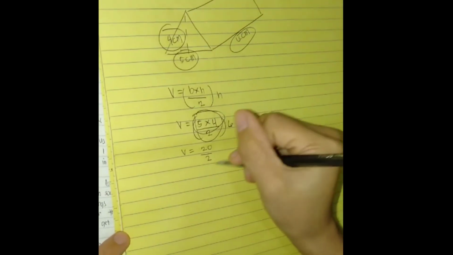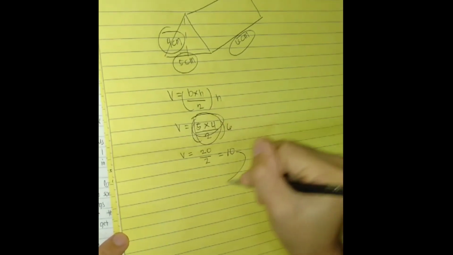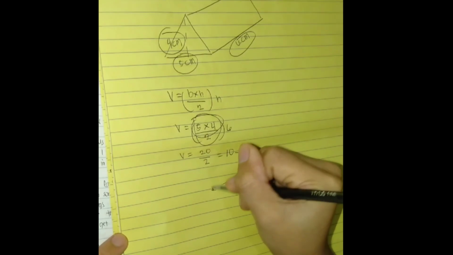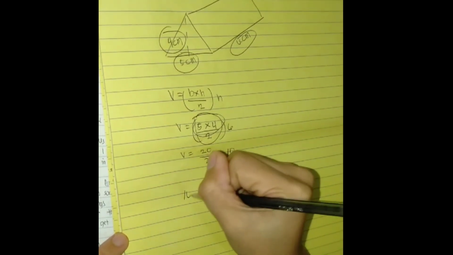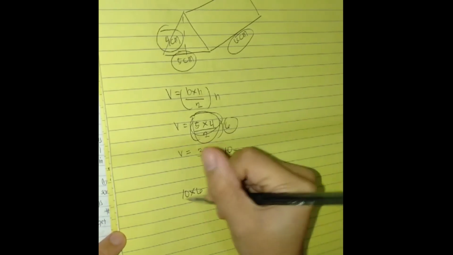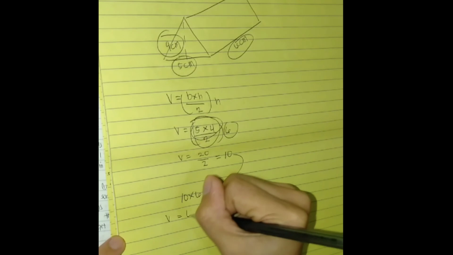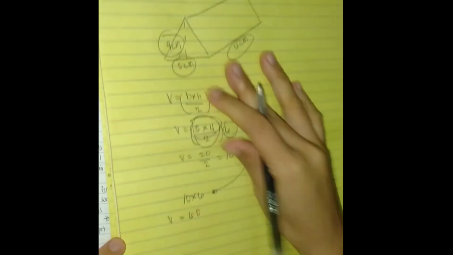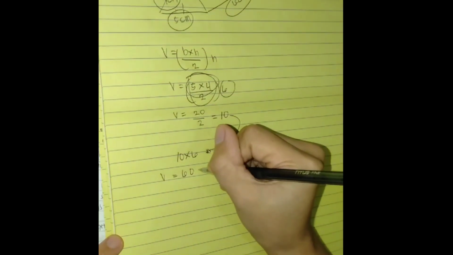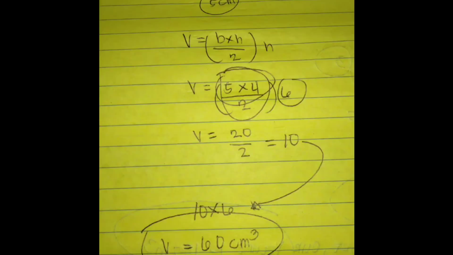So 5 times 4 is equal to 20, divided by 2 is 10. So that's the area of our triangular base. 10 times 6 is going to give us 60. So the volume is equal to 60 cubic centimeters. Again, 5 times 4 is 20, divided by 2 is equal to 10. And 10 times 6 is equal to 60, so our final answer is 60 cubic centimeters.